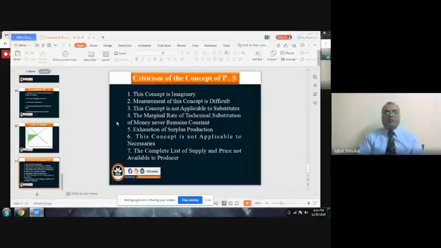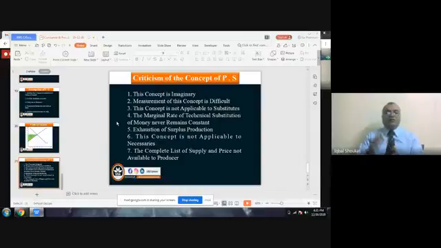This concept is not applicable to the substitutes. As I told in the consumer surplus, there is perfect competition. In both the markets, there is perfect competition. If perfect competition would be there, substitutes would be there. So the condition of no substitute would be violated. That is not in practice. That will not be practical. So we will negate the concept of no substitutes.